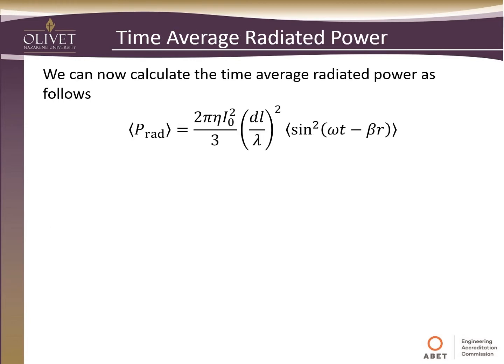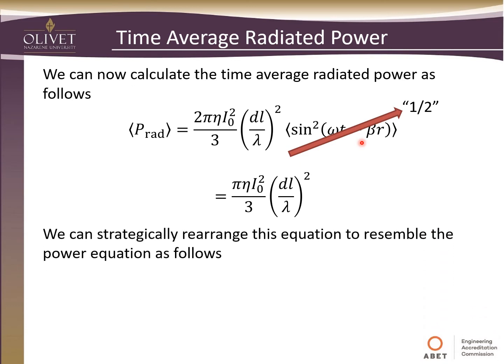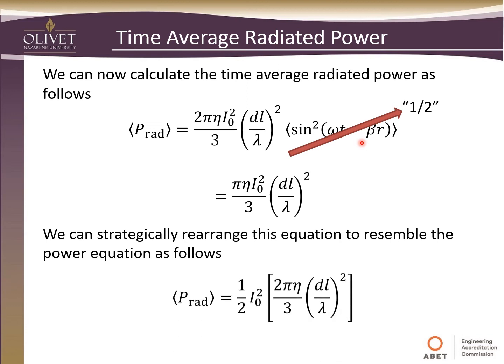What we want to do now is take the time average of this radiated power, and that's what these brackets indicate. The only part that really varies with time, of course, is our sinusoidal. But we know from our trigonometric identities that the time average of any sine squared function is going to be equal to 1/2. So this reduces to this equation for our time average radiated power. Now we can strategically rearrange this equation into this.